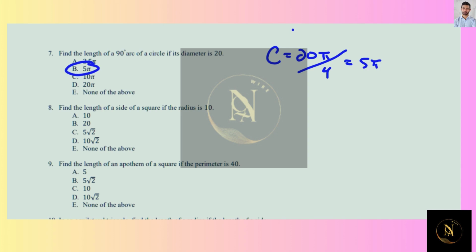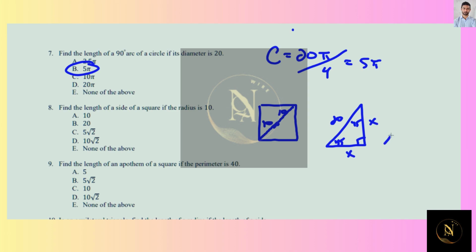The length of the side of a square, if the radius of the square is 10, well, then the whole diagonal would be 20, and you've got a 45, 45, 90 triangle whose hypotenuse is 20. And so maybe you know the pattern with 45, 45, 90 triangles. Even if you don't, you can call it x right now, and you can still use the Pythagorean theorem.